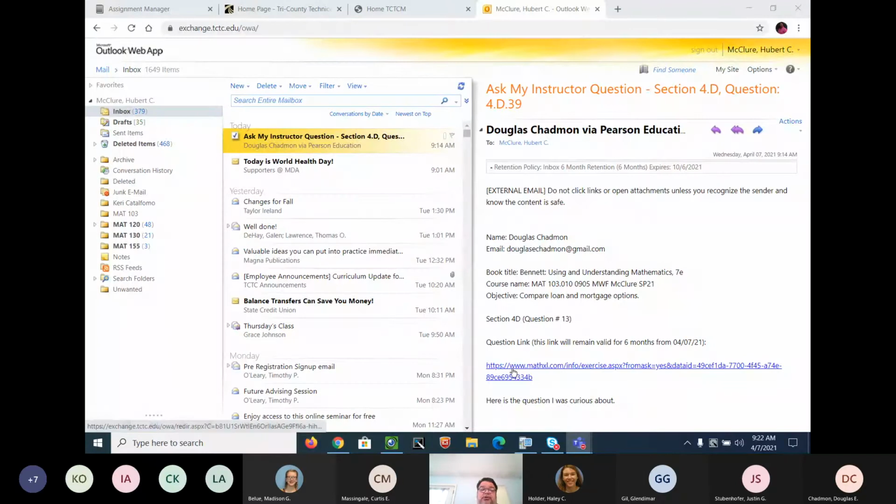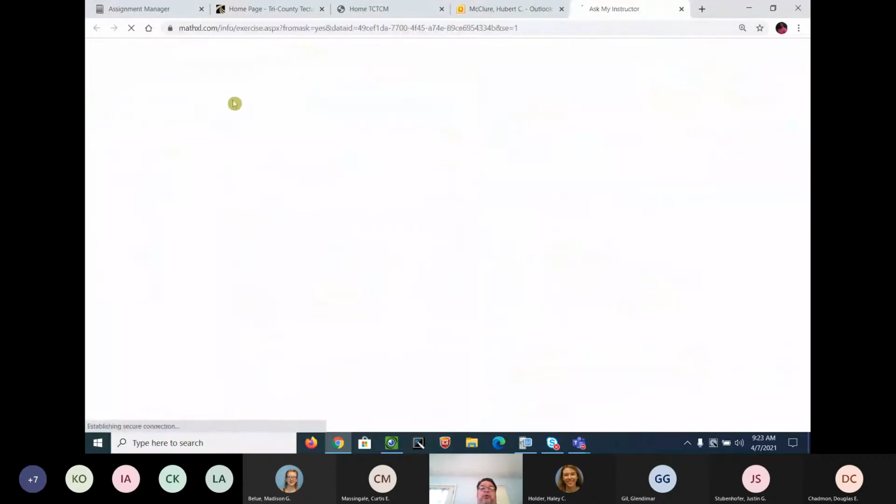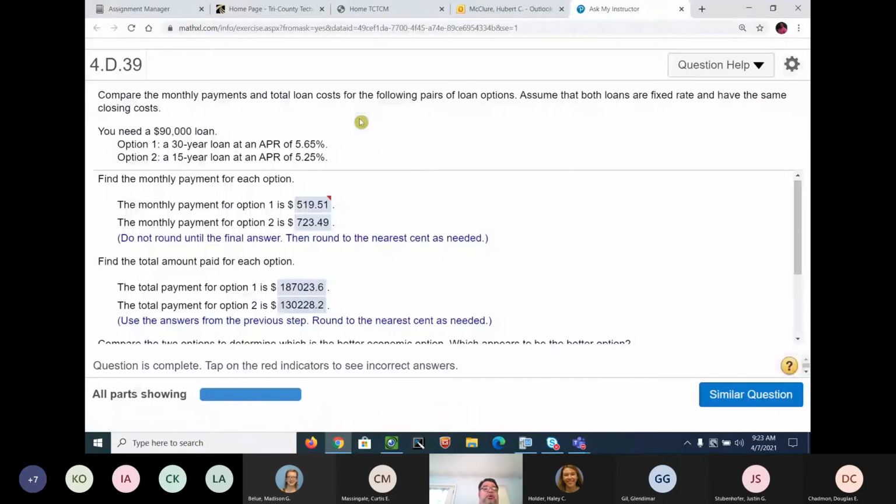I can tell you right now, if it's a loan, or a car payment, credit card, or a mortgage, it will be on the test. Let's see what this one is. Oh yeah, this is a good test question. Compare the monthly payments and loan costs, blah, blah, blah. Okay, you need a $90,000 loan.